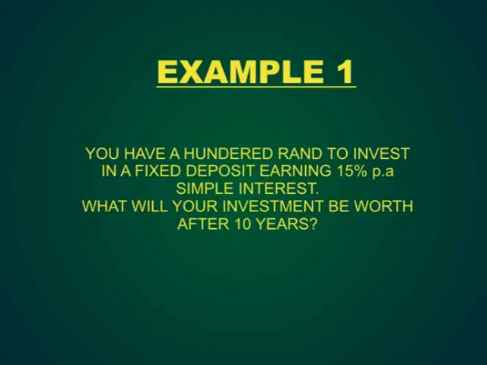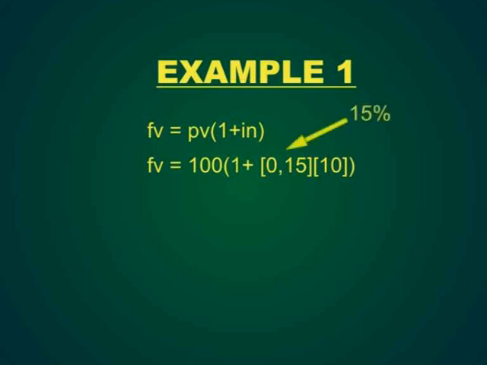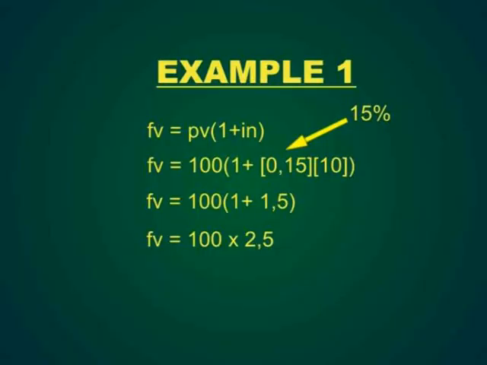Now this is a simple interest calculation, hence we are going to use the formula that involves simple interest. Future value is equal to present value, open bracket, 1 plus i times n, close bracket. Our present value is 100 Rand, 1 plus our interest is 0.15 times number of years, which is 10. That means that it's going to be 100 times 1 plus 1.5, which is equal to 100 times 2.5, which is equal to 250 Rand.